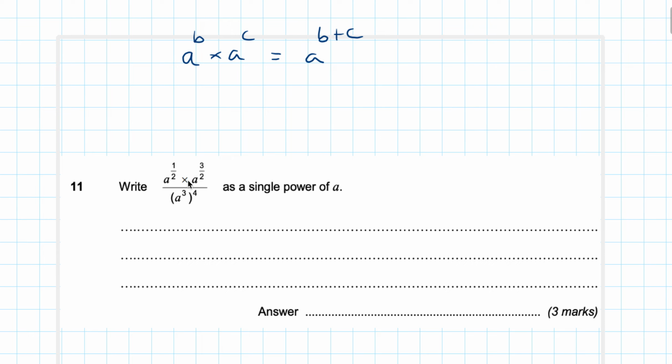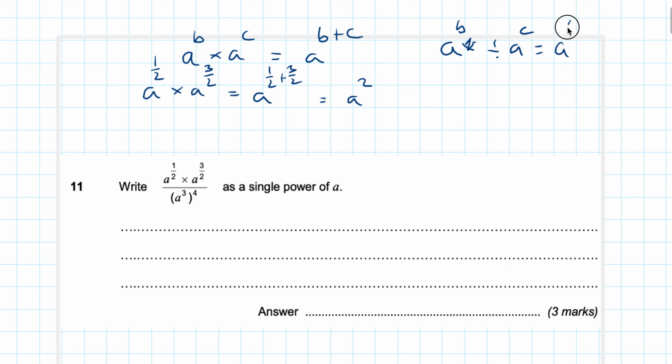We can use that to solve the first part of the question, which is the numerator: a to the power of a half times a to the power of 3 over 2. This is equal to a to the power of a half plus 3 over 2, which is equal to a squared. Then we also have another rule: a to the power of b divided by a to the power of c is a to the power of b minus c. We're going to use that rule in a second.